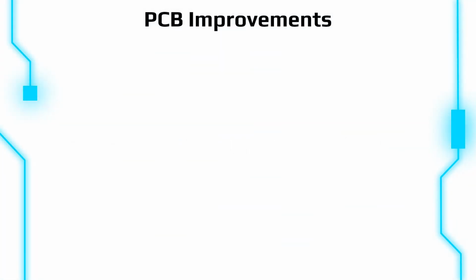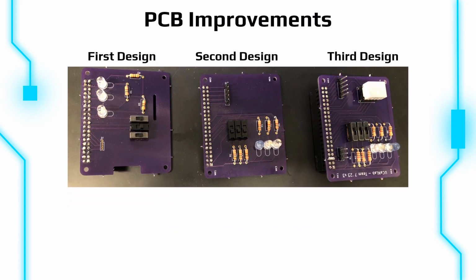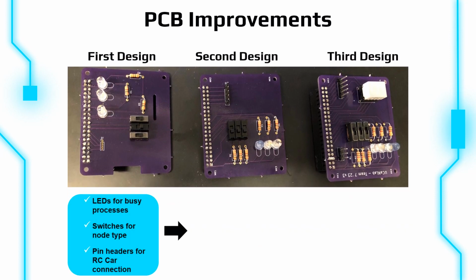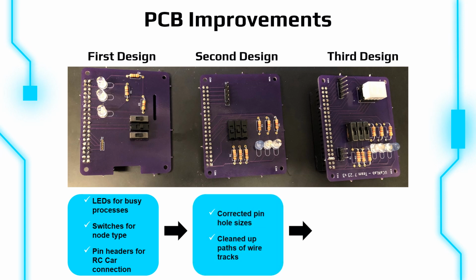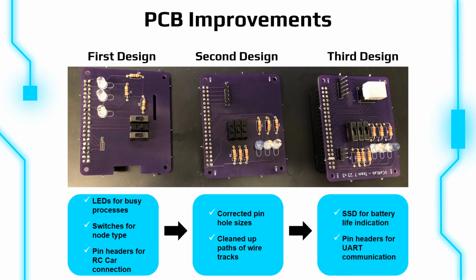In this slide, you can see our PCB has improved over the semester. In the first PCB, you can see how we indicate the basic process with the switch, which indicates the node. In the second PCB, you can see how we cleaned up the path of the wire and corrected the pin hole size. And in the last PCB, you can see how we added the battery management for battery life indication.